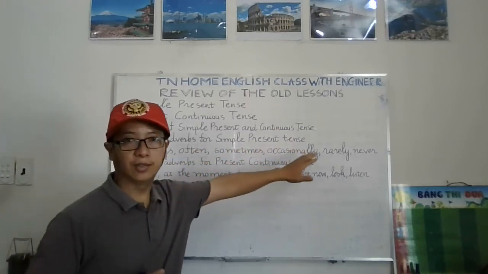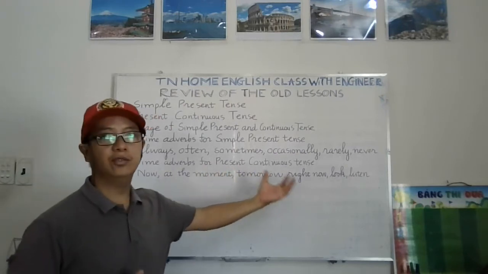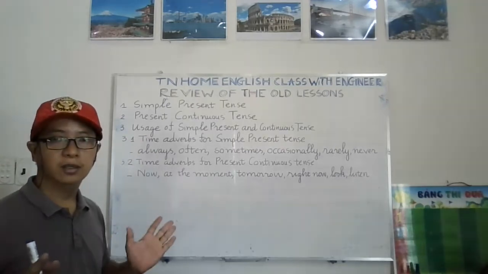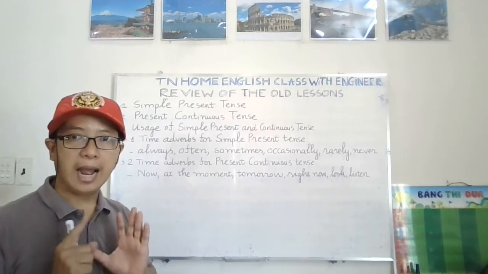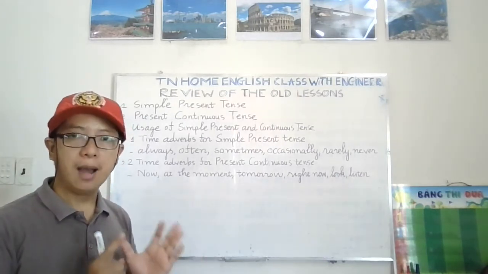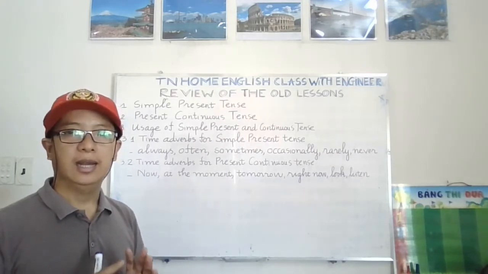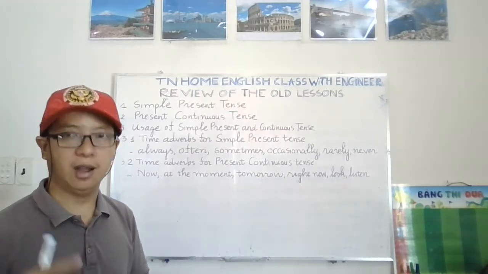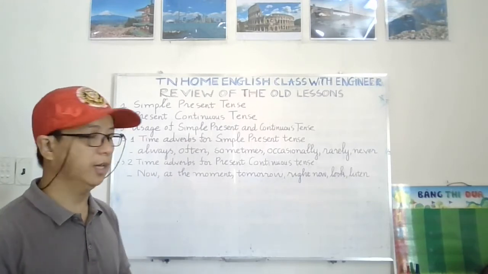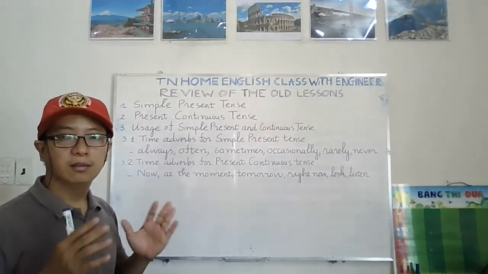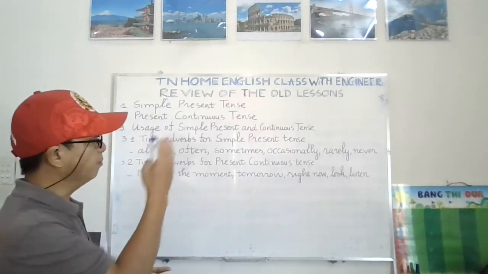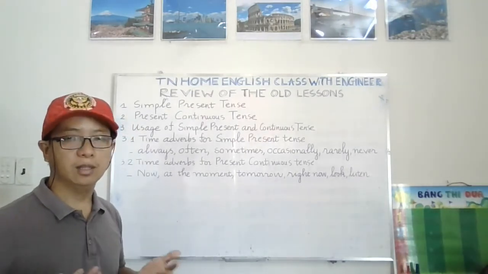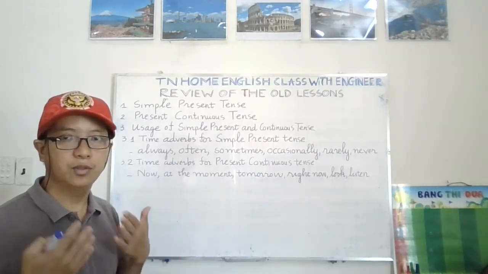which is simple present tense, and which is present continuous tense, okay? The present continuous tense is used to talk about an action happening at the time of speaking, an action happening in the near future, and an action happening around this time, not all the time, okay? So these are the differences between the simple present tense and the present continuous tense. Now you look at the board, see the difference of the two tenses.